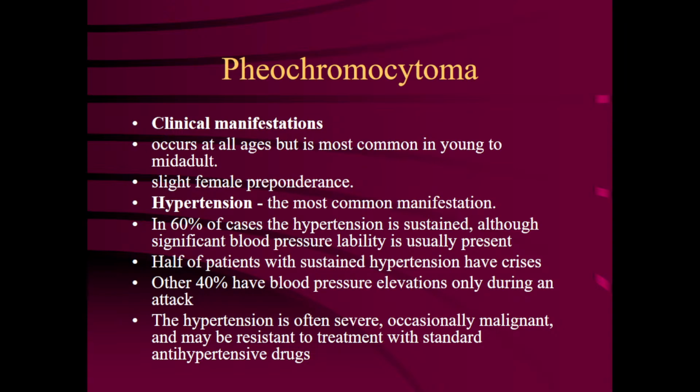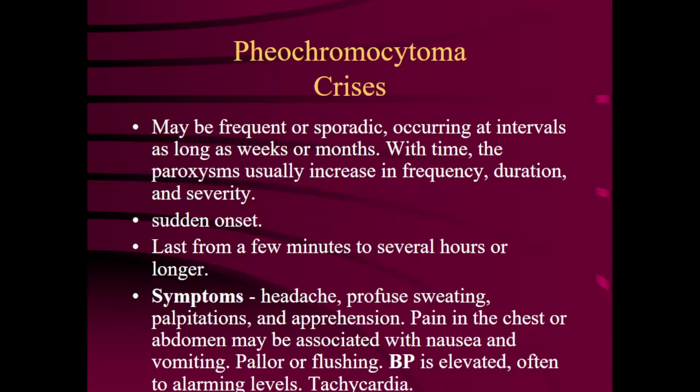And what else is also characteristic for pheochromocytoma? Arterial hypertension, rather high, not rather high, but high arterial hypertension and hypertensive crisis. Crises can be frequent or sporadic, occurring at intervals as long as weeks or months, and with time, the paroxysms usually increase in frequency, duration, and severity.